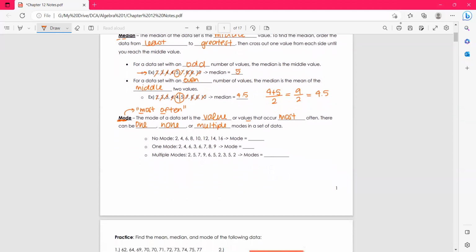So here are some examples. No mode. Notice there's not a number that happens most often. They all occur one time. So my mode here we would say is none. We need one that happens more than any others. Here is 2, 4, 6, 3, 6, 7, 8, 9. Notice there are 2 sixes. 6 occurs most often, so my mode is 6. Let's see, 2, 5, 7, 9, 6, 5, 2, 3, 5 again, another 2. So my modes are 2 and 5. Both happen 3 times. Okay, now if one happened 3 times and the other happened 2, the one that happened 3 times would be the mode.